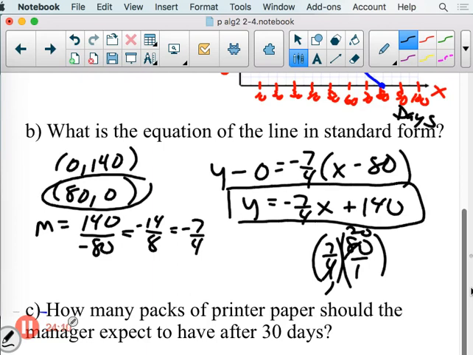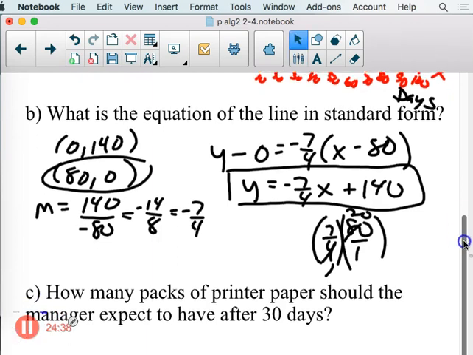There was an easier way to know that before we did that. What did this start with? Day 0. How many packs of paper? Exactly. Once we had the slope, we could have just used y equals mx plus b. We wouldn't have had to use point slope. But this way, we're totally safe. If you're ever unsure which one you should use, go safe and use point slope.